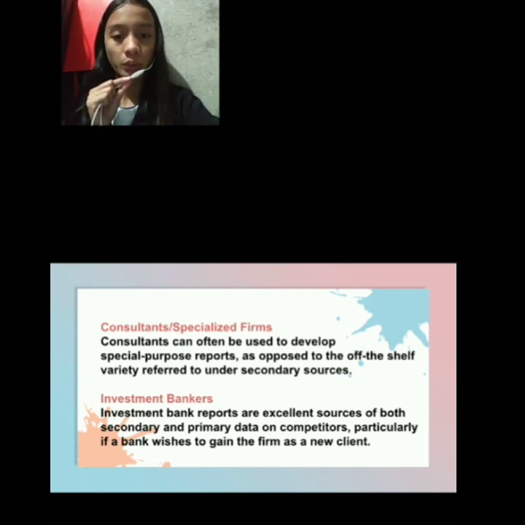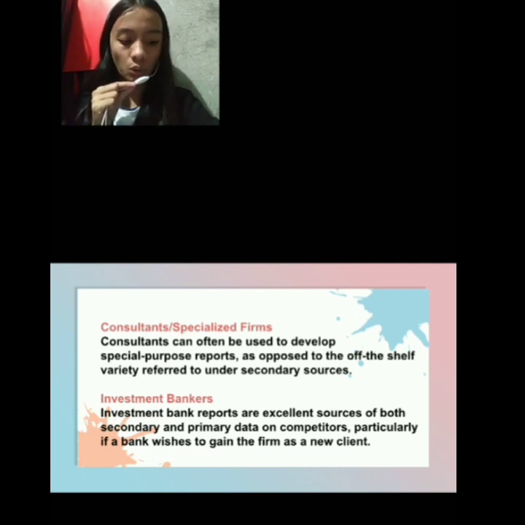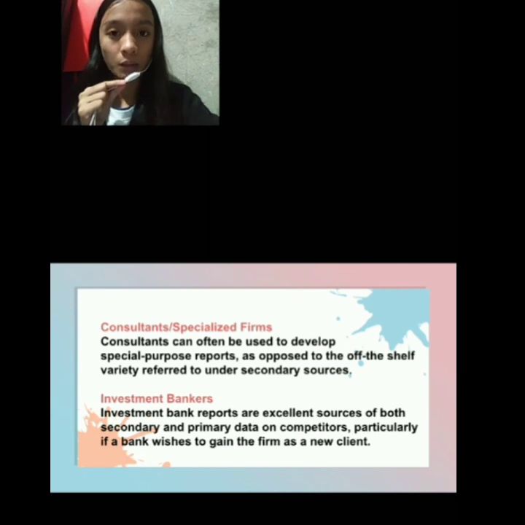Investment bankers. Investment bank reports are excellent sources of both secondary and primary data on competitors, particularly if a bank wishes to gain a firm as a new client. So investment bankers also analysts employed by investment banks develop field analysis of the prospects of different firms and products in the industry. Prospective financial performance information is useful to product managers.